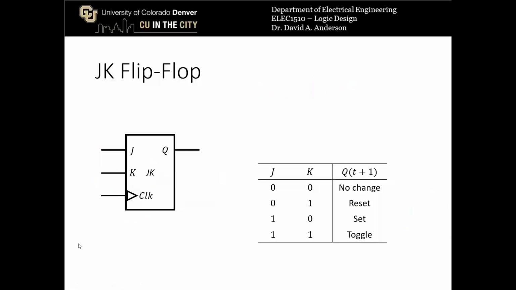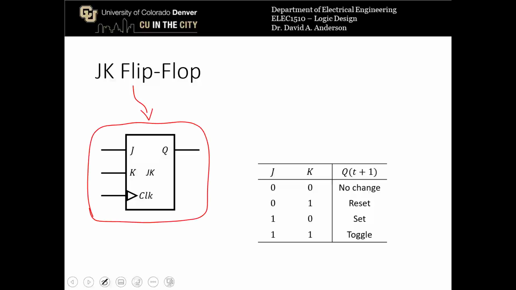The circuit symbol for a JK flip-flop looks like this. It's a block with the inputs J and K, a clock line with a triangle next to it, and a single output Q. The characteristic function table for a JK flip-flop is given here. Again, J and K both being 0 indicates no change at the output. J and K being 0 and 1 respectively indicates that the output is reset, that means 0. J being 1 and K being 0 means that the output is set to 1, and J and K both being 1 means that the output toggles.